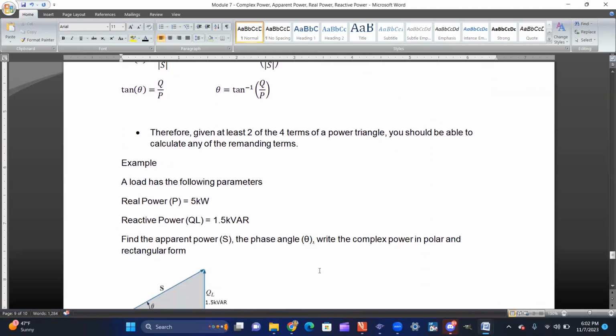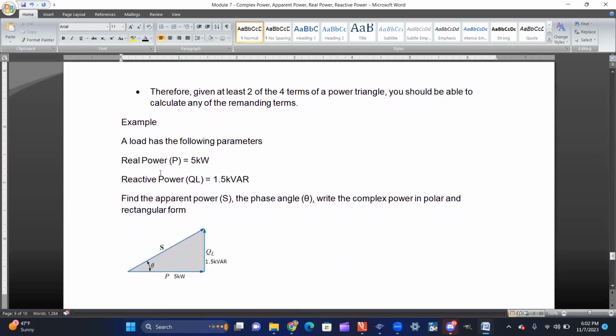And so here's an example. So if I gave you your real power or your average power, which is 5 kilowatts, and your reactive power, which is 1.5 kilovars, I want you to find the apparent power, the phase angle, and write the complex power in rectangular form.